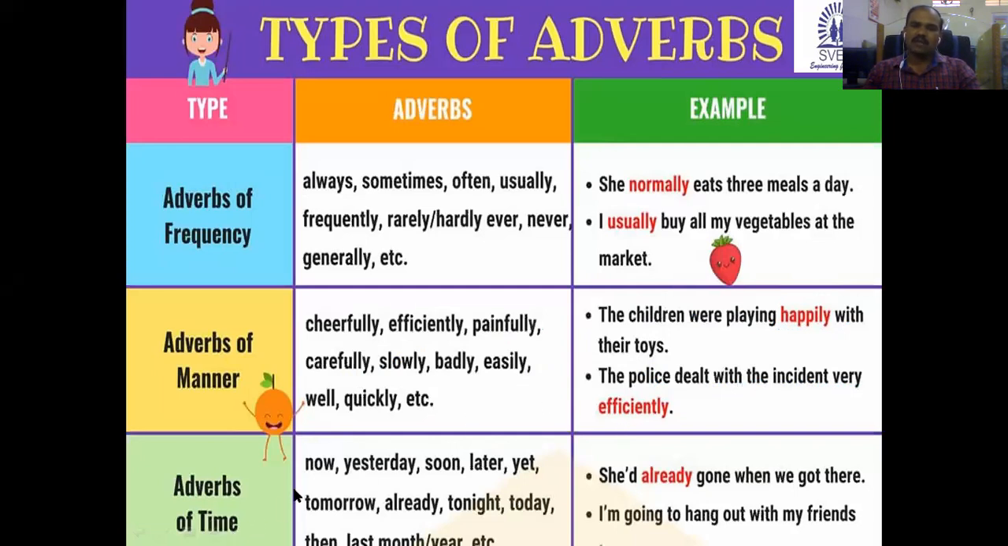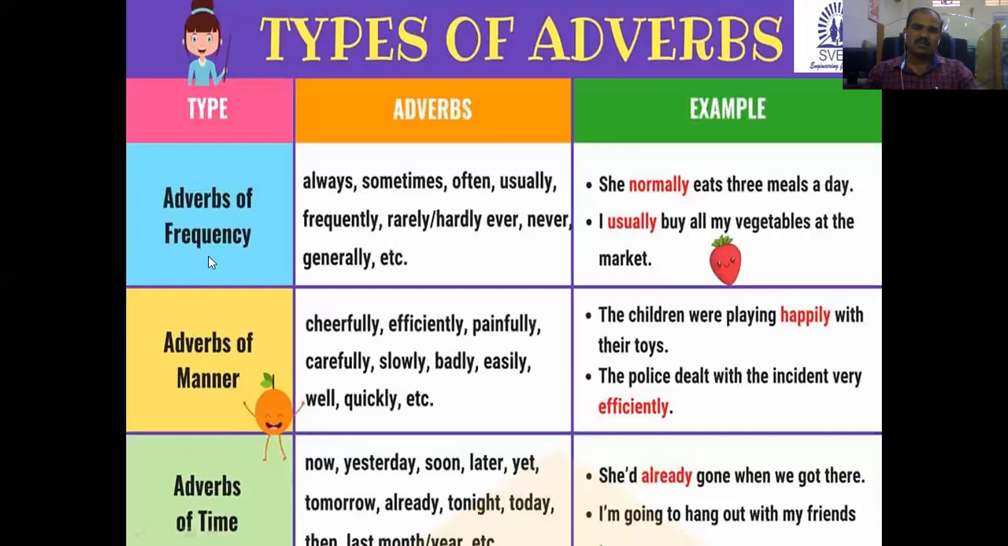Next, adverbs of time: now, yesterday, soon, later, yet, tomorrow, already, tonight, today, then, last month, last year, last moment are the examples of adverbs of time. So she had already gone when we got there. I'm going to hang out with my friends.